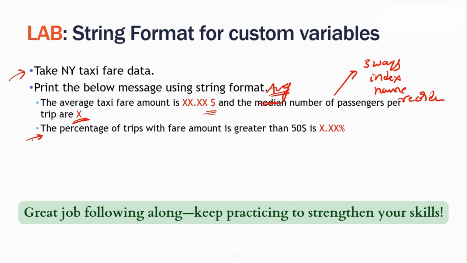The percentage of trips, this is another message. The percentage of trips with fare amount greater than $50 is this many. First of all, you have to calculate how many percentage of trips have fare amount greater than $50, and you have to print it in this manner. Try to use two or three different ways of printing the same one. Okay. So try to do this quick lab exercise.